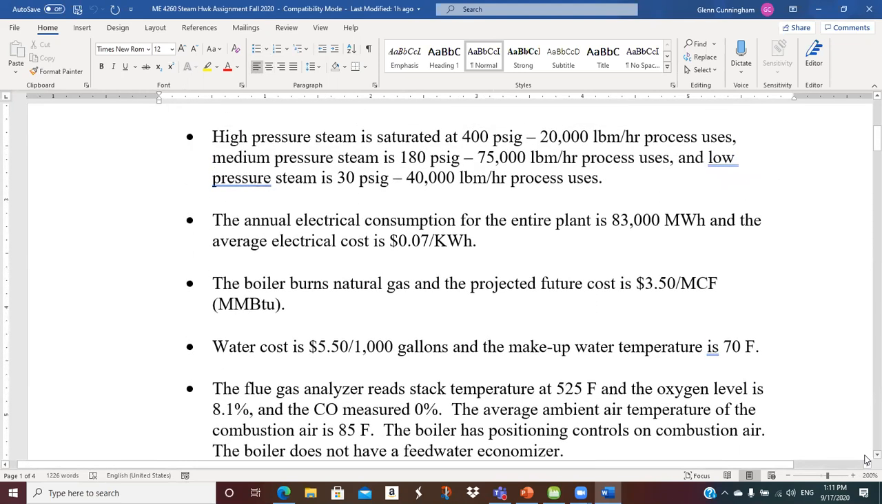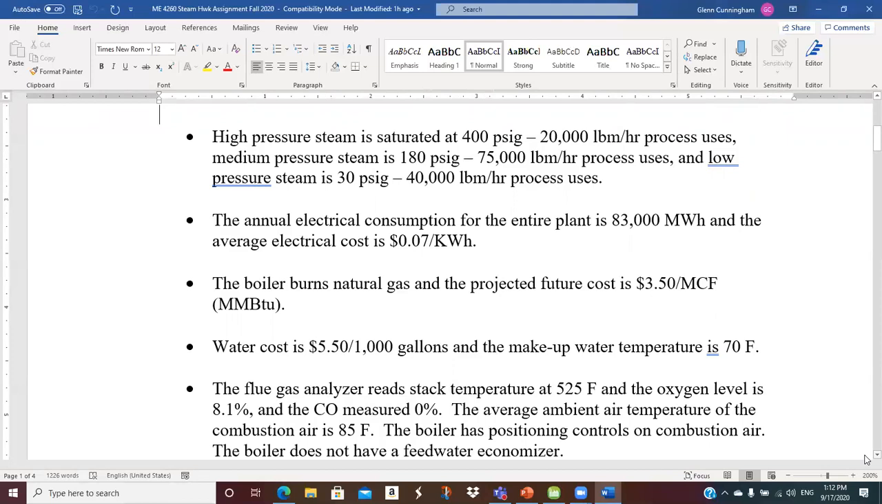Okay, so high pressure steam, 400 psig, saturated. The process use at 400 is 20,000 pounds per hour. Medium pressure steam is 180, and its process use is 75,000 pounds an hour. Low pressure steam is 30 psig, and those are gauge pressures, and its process use is 40,000 pounds an hour.